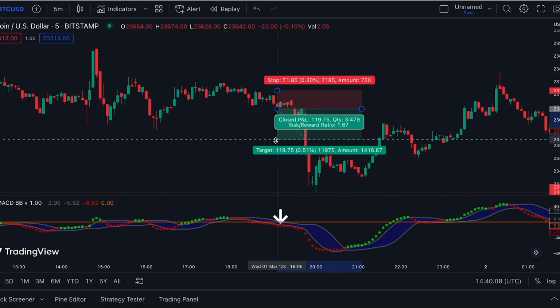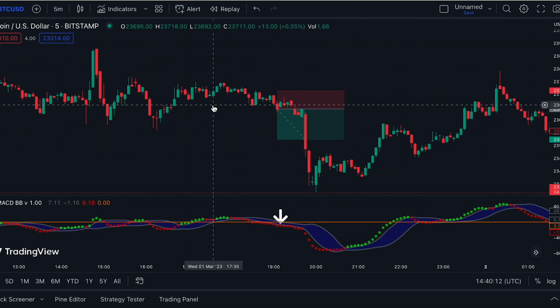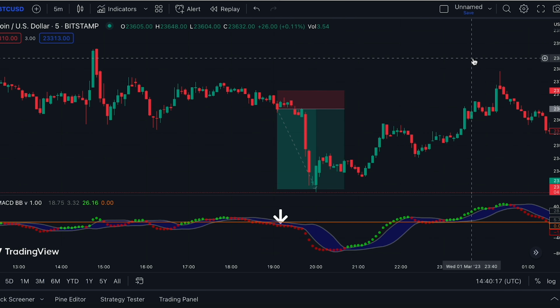The most recent swing high will serve as the stop-loss point. We'll aim for a risk-to-reward ratio of 1.5 times for the take profit. Let's now watch to see how the trade turns out.